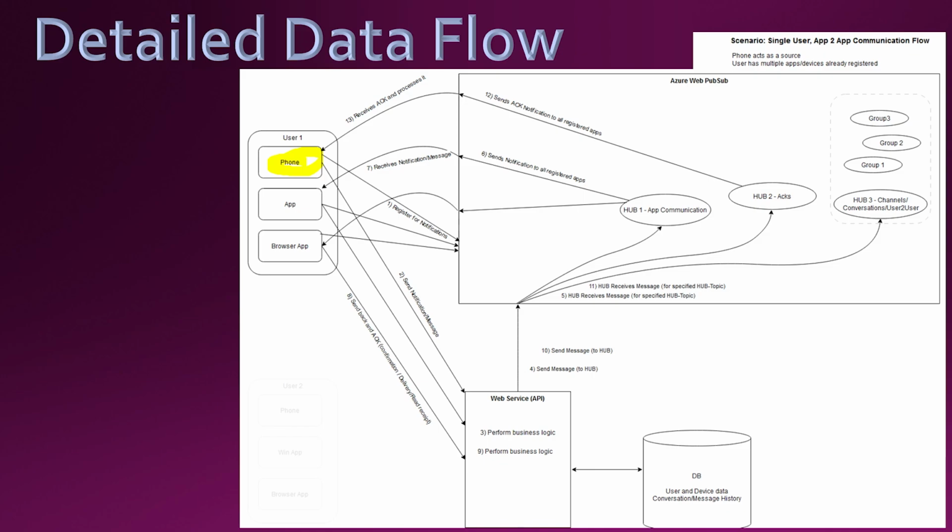When the phone app wants to send a message, it'll do so via my web service. Here I can perform business logic, perform DB operations, but in the end publish a message to the Azure Web PubSub. Part of that call contains additional metadata that directs it to a specific hub. Once the Web PubSub receives that message, it'll route it to the appropriate hub and broadcast that message to all clients that have subscribed to it.